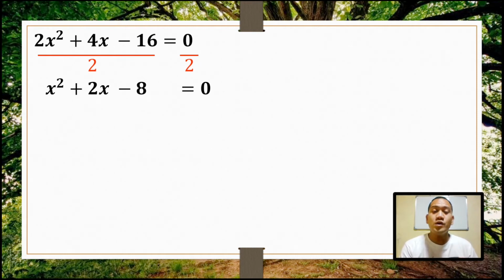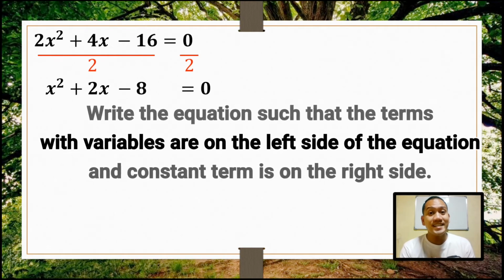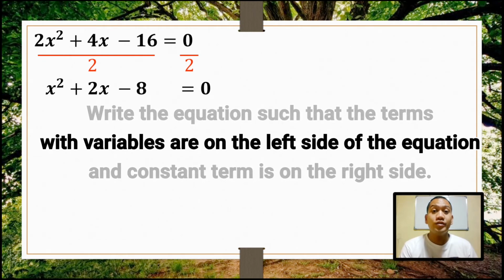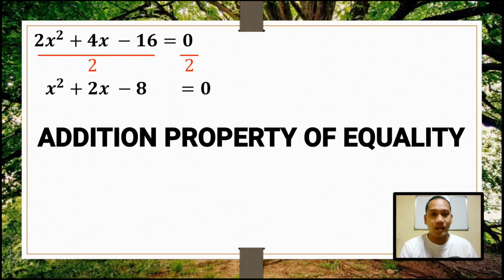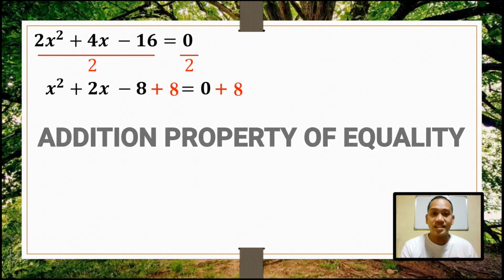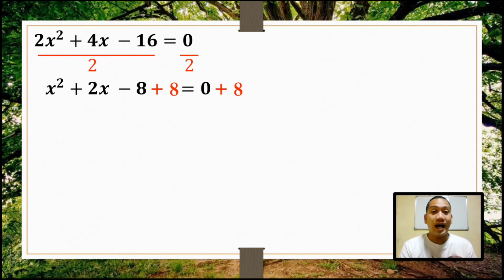After this, we will try to transpose our constant term to the right side of our equation. This means we will move negative 8 to the other side of it. Using addition property of equality, we will add both sides of the equation by 8 for us to eliminate negative 8 on the left side. To simplify our equation, we will have x squared plus 2x is equal to 8.